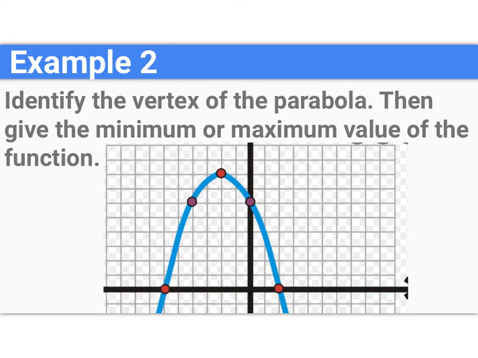So now, let's look at our second question or example. Identify the vertex. The vertex is the turning point. So here's your vertex. The bright red dot right here is your vertex. Then give the minimum or maximum value. So this graph points down, so we know that a is less than 0 because it's pointing down, and this is what we mean. The U faces down. So this is a maximum value.